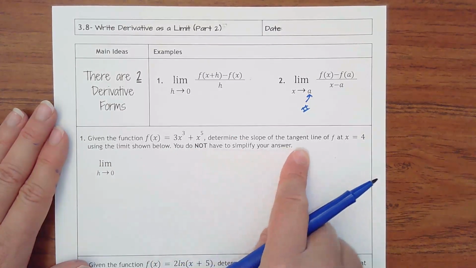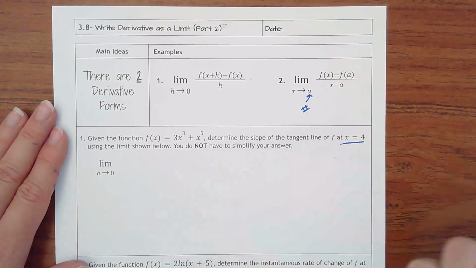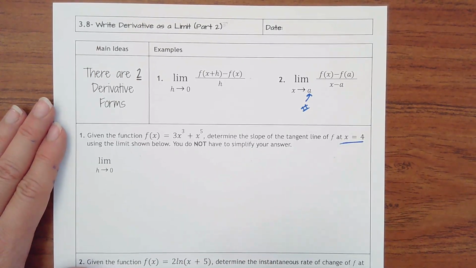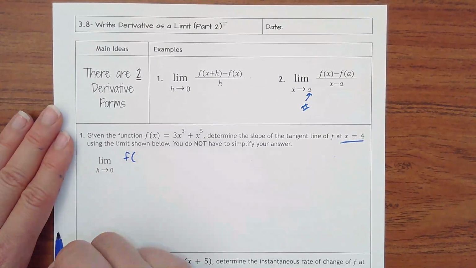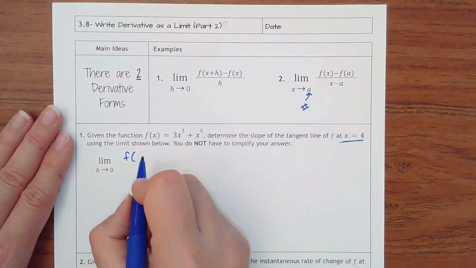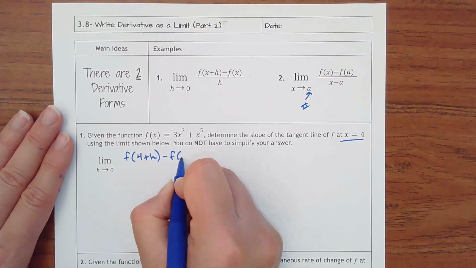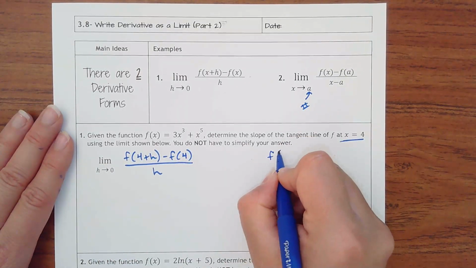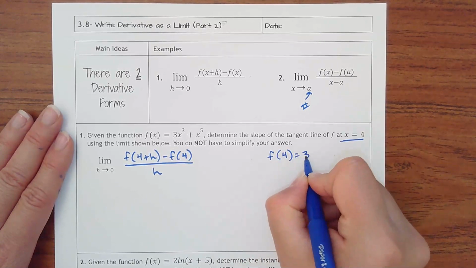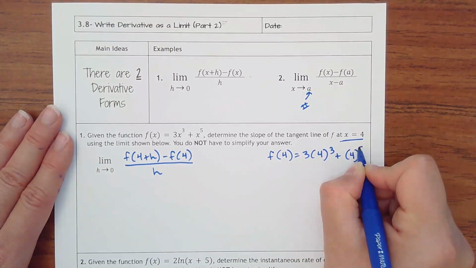Determine the slope of the tangent line of f at a specific value. You don't have to simplify, so we're just practicing writing it without simplifying. So it would go f of, I'm going to go ahead and put in my x, which is 4, so 4 plus h, minus f of 4, all over h. I'm going to go ahead and figure out that f of 4 is 3 times 4 cubed plus 4 to the 5th.